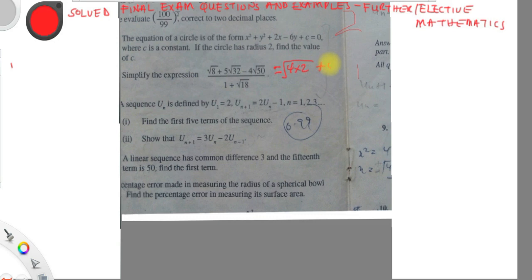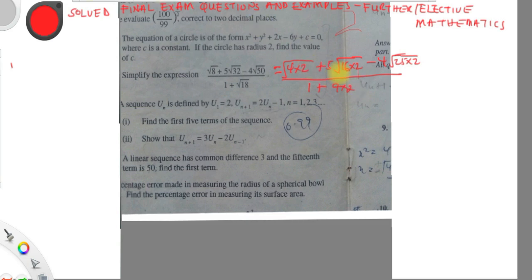Then plus 5 root 32. 32 is 16 times 2. And then minus 4 root 50. 50 is 25 times 2. This is what you have. And then all over 1 plus root 18. 18 is 9 times 2, so we have the square root of 9 times 2.